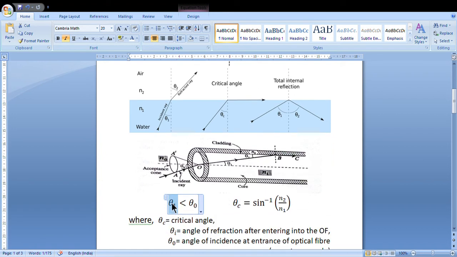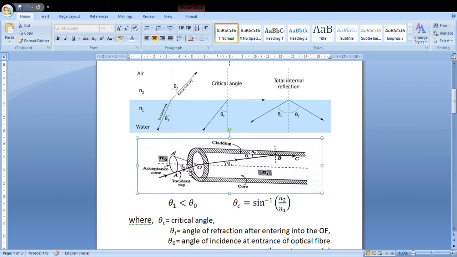The whole condition is theta 1 should be less than theta naught. Now we already know what is theta naught. Theta naught is the acceptance angle. What is acceptance angle? Acceptance angle is the angle of the waveguide. As simple as possible, if you have this cone, which is already described in the theory, half of this cone angle is nothing but your acceptance angle, which can also be said as the angle of incidence at the tip of the core and the optical fiber.